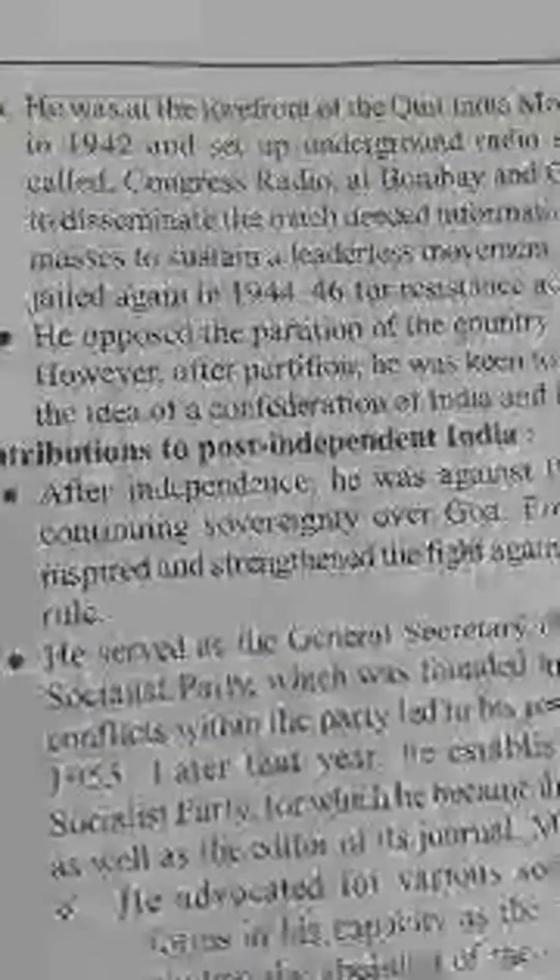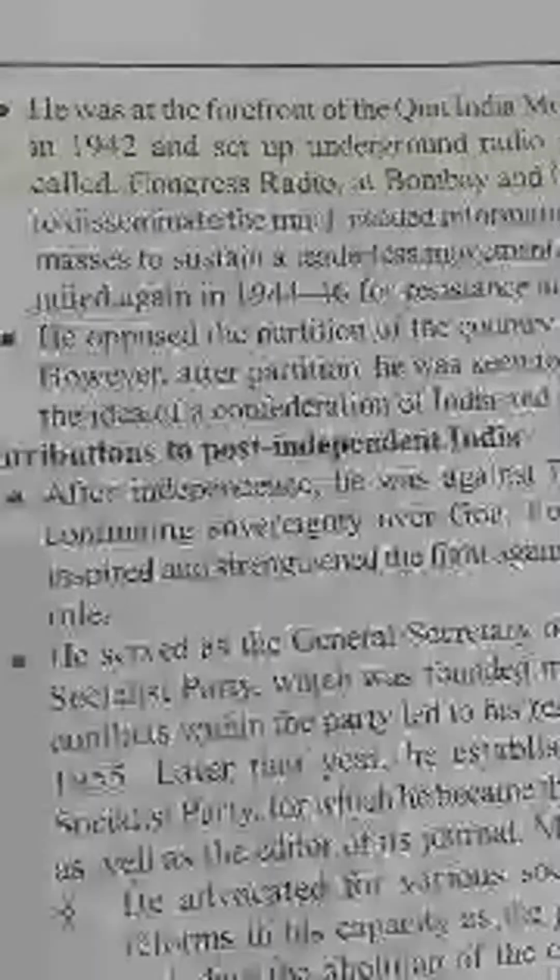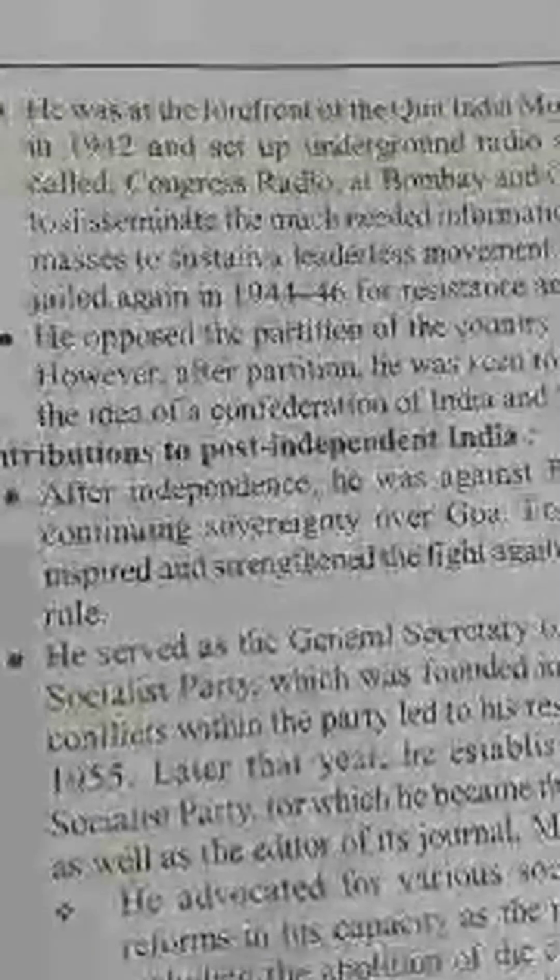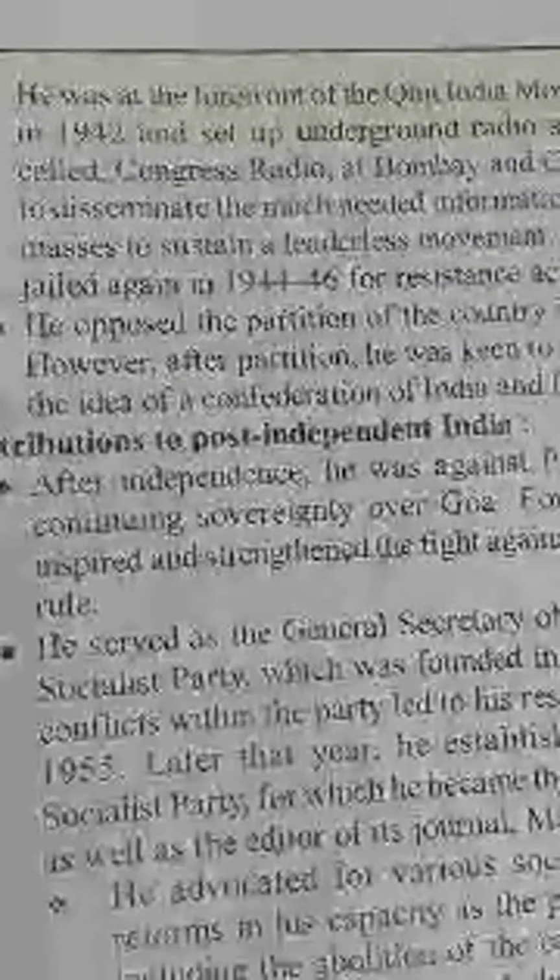He was jailed again in 1944 to 1946 for resistance activities. He opposed the partition of the country in 1947. After partition, he was keen to promote the idea of a confederation of India and Pakistan.